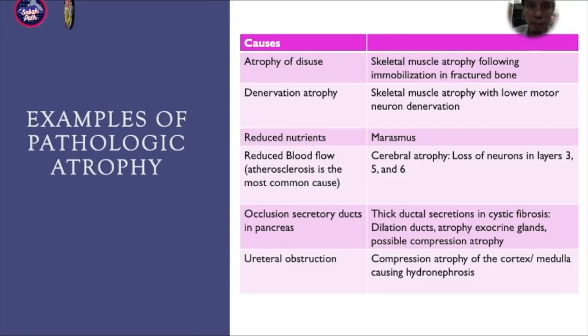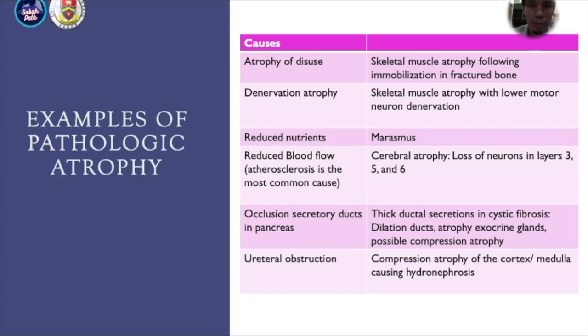The first one is atrophy of disuse. An example of this is skeletal muscle atrophy following immobilization in a fractured bone. The skeletal muscles that are atrophic are usually the skeletal muscles that are attached to the fractured bone. So there is no movement, so there will be atrophy.